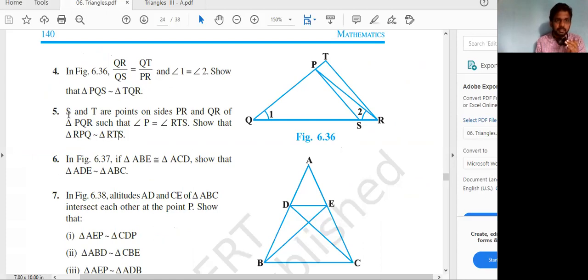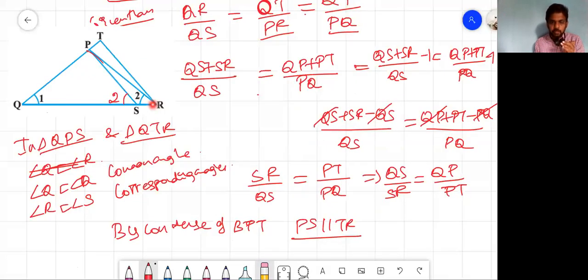So the next one is: S and T are points on the sides PR and PQ of triangle PQR. I'll give you the triangle and give you the hint. You have to try this on your own.